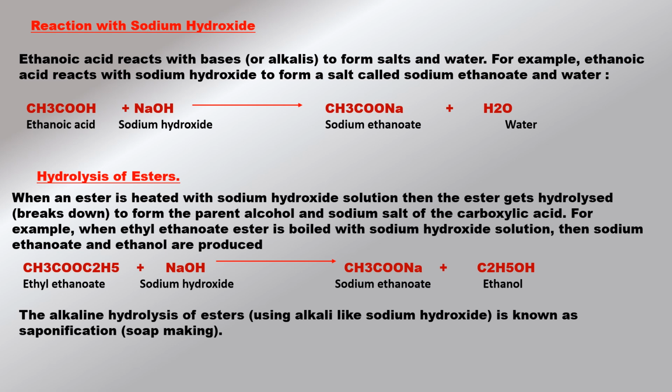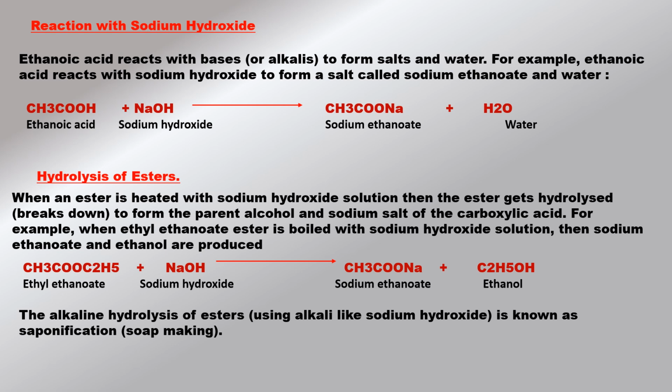Hydrolysis of esters. When an ester is heated with sodium hydroxide solution, then the ester gets hydrolyzed, breaks down, to form the parent alcohol and sodium salt of the carboxylic acid. For example, when ethyl ethanoate ester is boiled with sodium hydroxide solution, then sodium ethanoate and ethanol are produced.